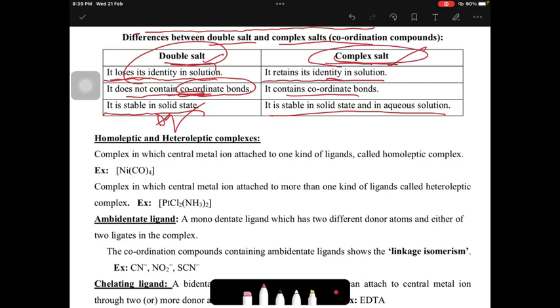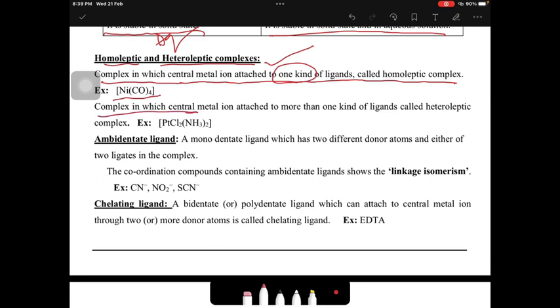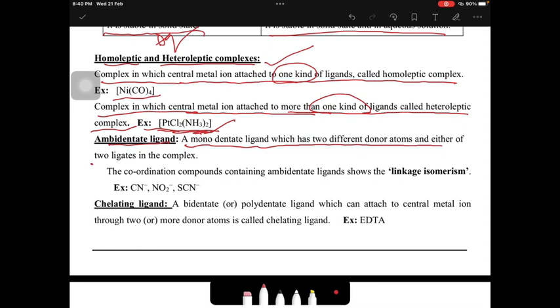Now, complex compounds are classified into two types: homoleptic and heteroleptic complexes. Complexes in which the central metal ion is attached to only one kind of ligand are called homoleptic complexes. Example: Ni(CO)4. The complexes in which the central metal ion is attached to more than one kind of ligand are called heteroleptic complexes. Example: Pt(Cl)2(NH3)2.